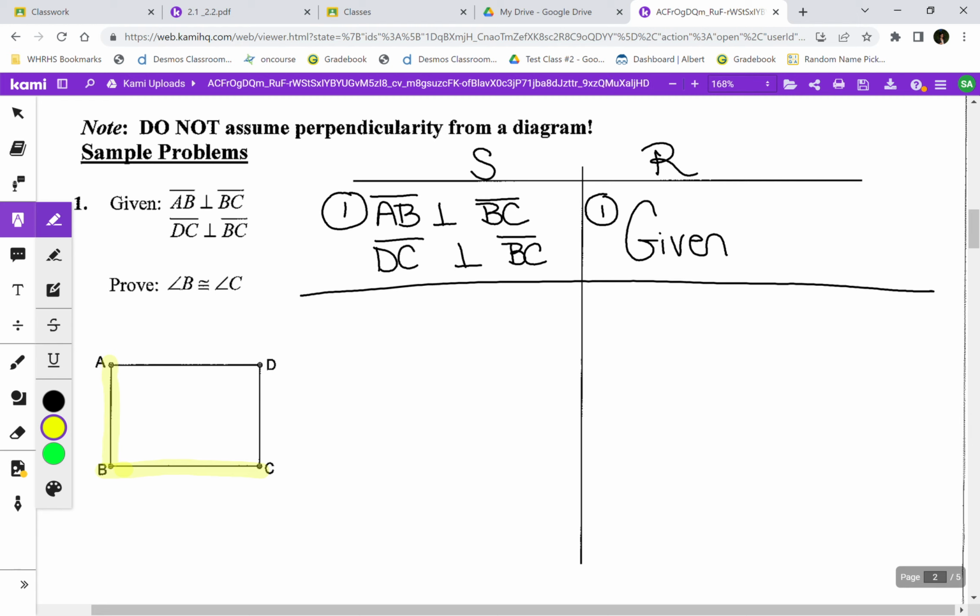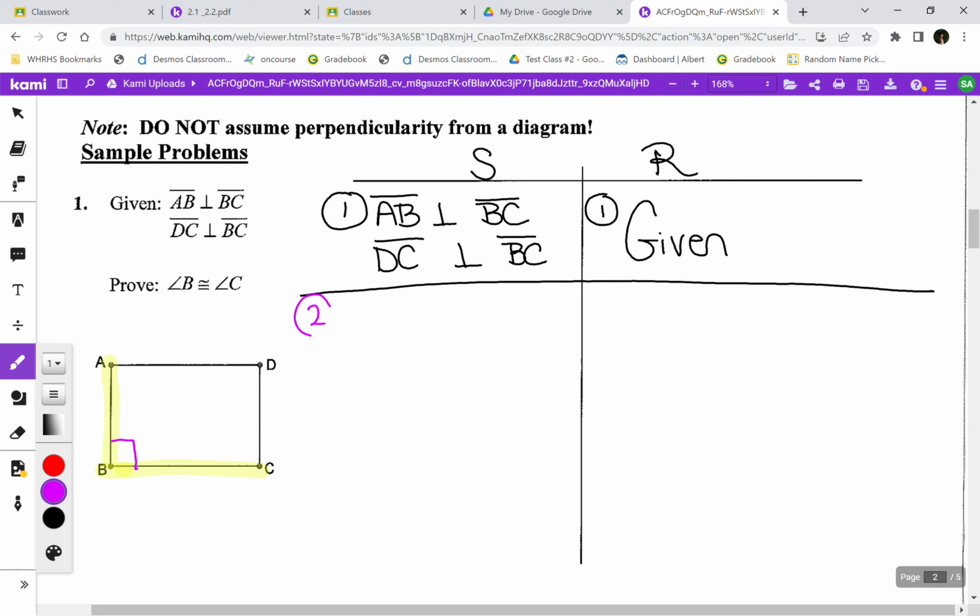So where is my right angle? Olivia? B, excellent, at B. So I'm going to mark that with a little box. Now, anywhere in my proof, have we written down that angle B is a right angle? No. Do we have to write that? Yes, we have to write that. So statement 2, I'm going to say angle B equals right angle.